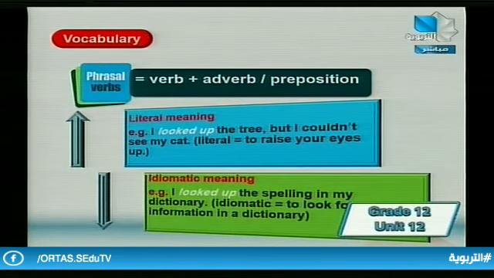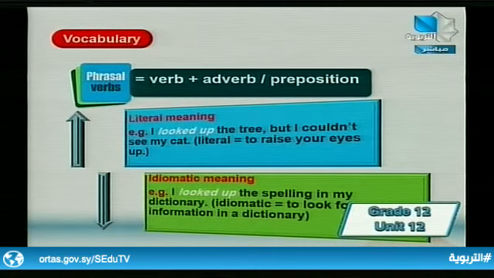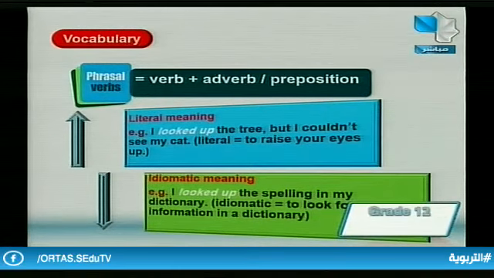They can't easily be understood by looking at individual words, but you might be able to guess the meaning from the context itself. So here we have idiomatic meanings and literal meanings. Literal meaning means you can understand the exact meaning of the individual words.